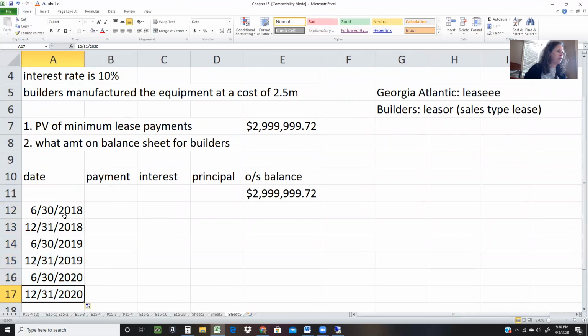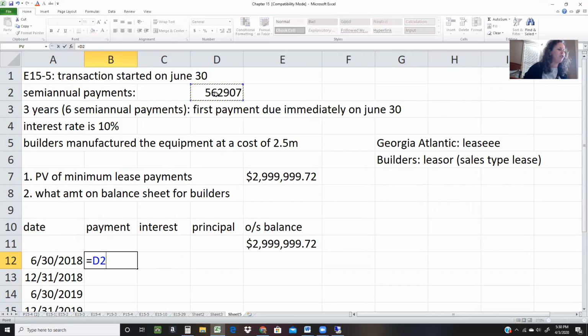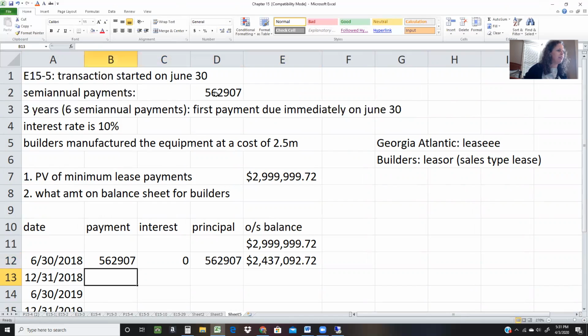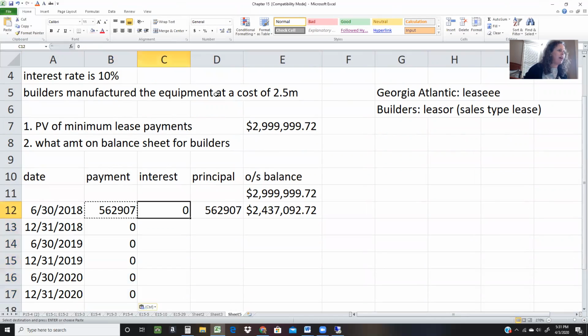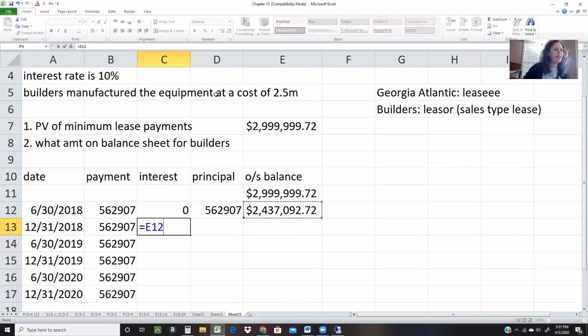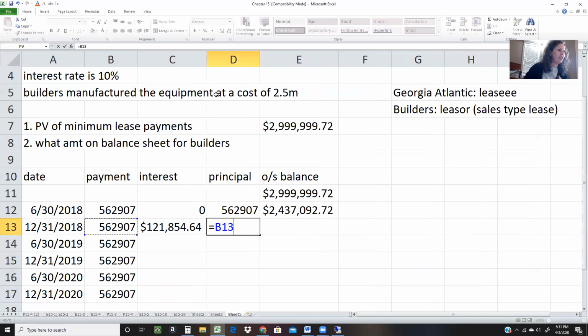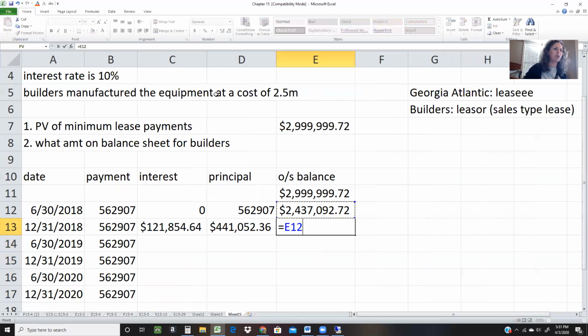All right, we should be done with this on 12/31/20. My payments are 562,907. The first payment will involve no interest, so all principal. And then our balance goes down to that. Our payment will stay consistent the whole way down. Oops, I was linked to a cell up there. Interest will be on the outstanding balance, 10% times half a year. So the difference between the payment and the interest goes to principal. My outstanding balance drops down, double click down.